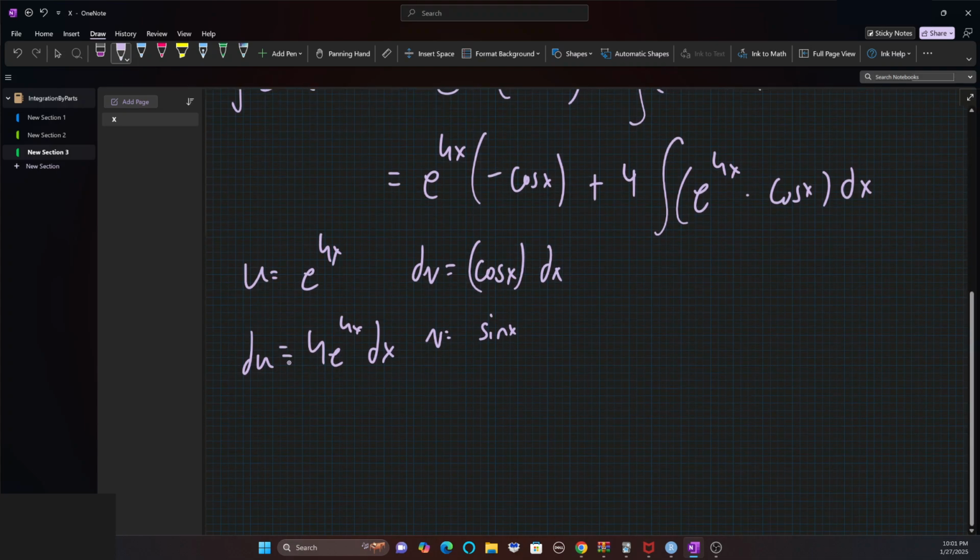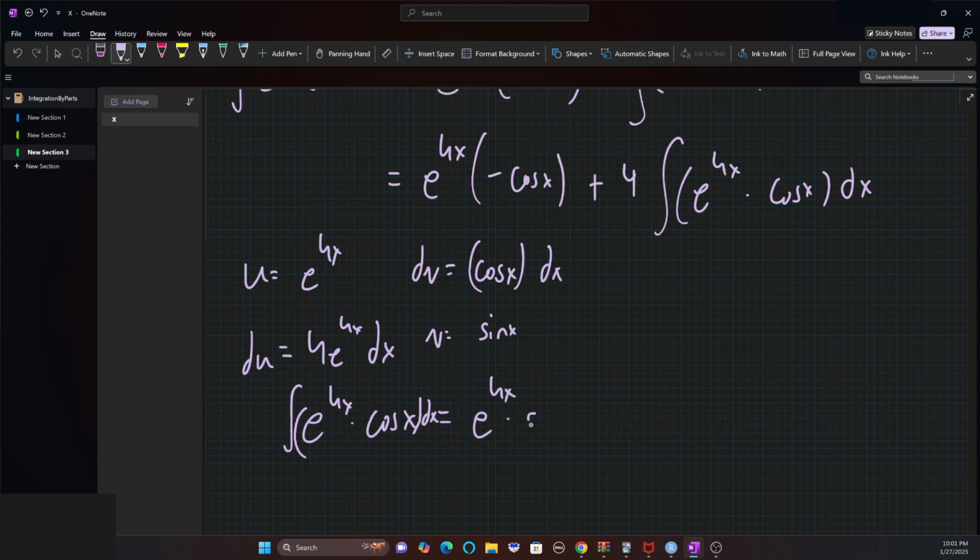So now the integral of e to the 4x times cosine x times dx is going to equal uv, which is e to the 4x times sine x, minus the integral of v du, right? So that's sine x, and I'm going to stick the 4 outside, times e to the 4x dx.